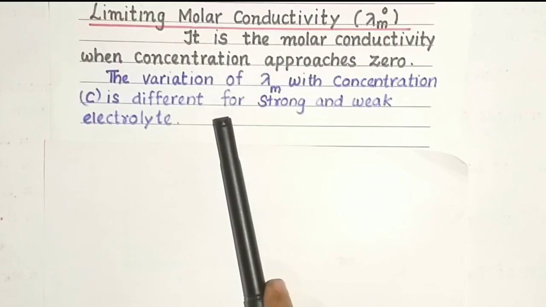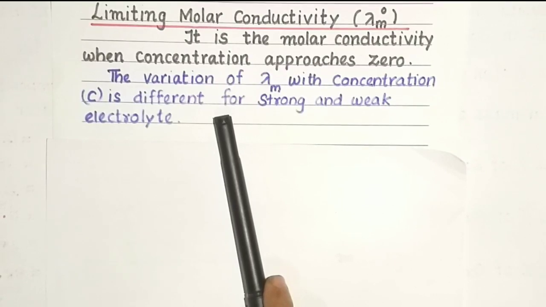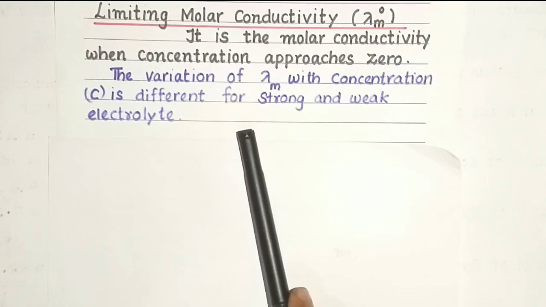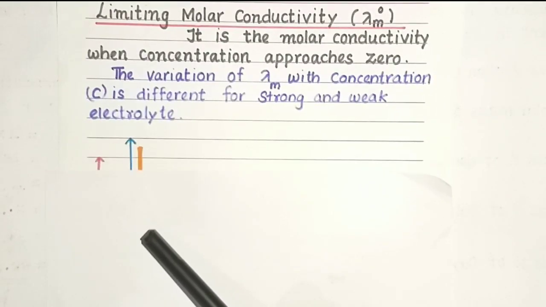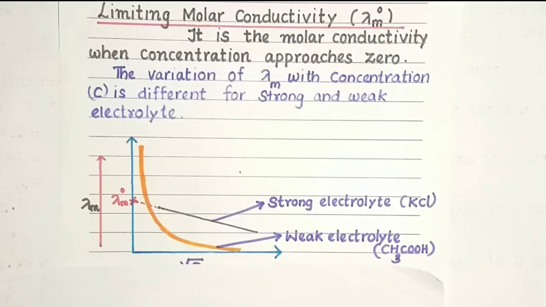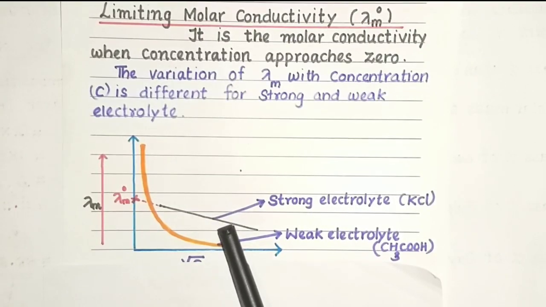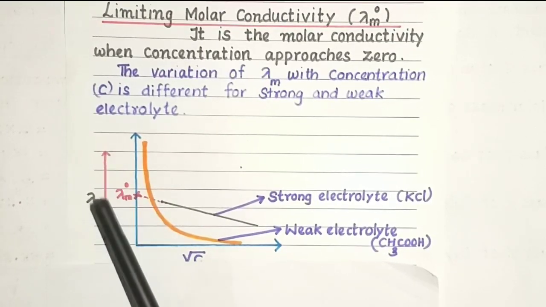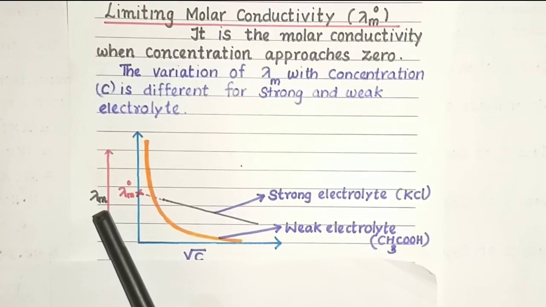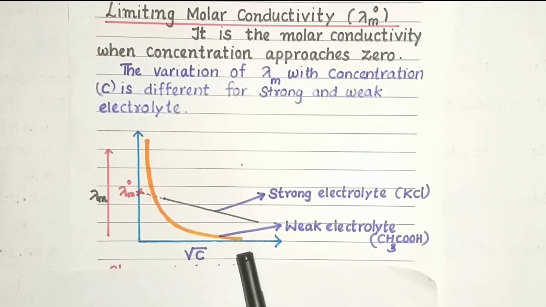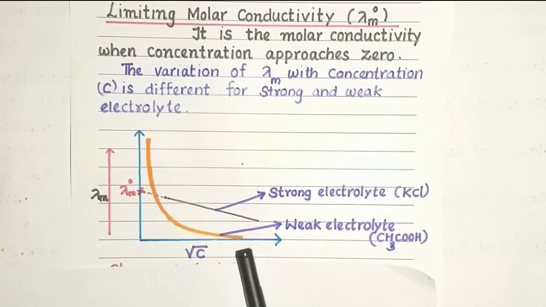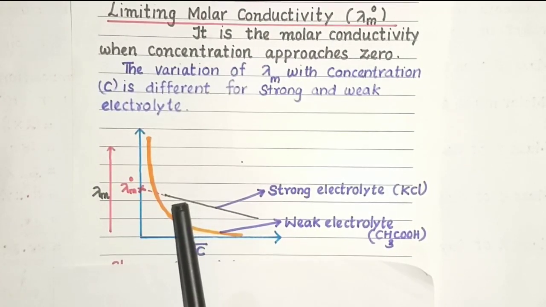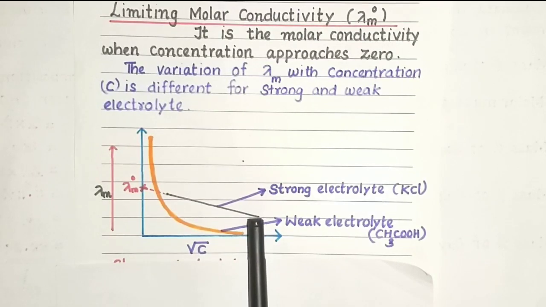Then the variation of molar conductivity with concentration differs for strong and weak electrolytes, lambda m against concentration of solution. First we will discuss lambda m against concentration for a strong electrolyte. On the y-axis we plot lambda m, the molar conductivity. On the x-axis it is root C, where C is the concentration of solution. In the case of a strong electrolyte, we get a straight line graph.